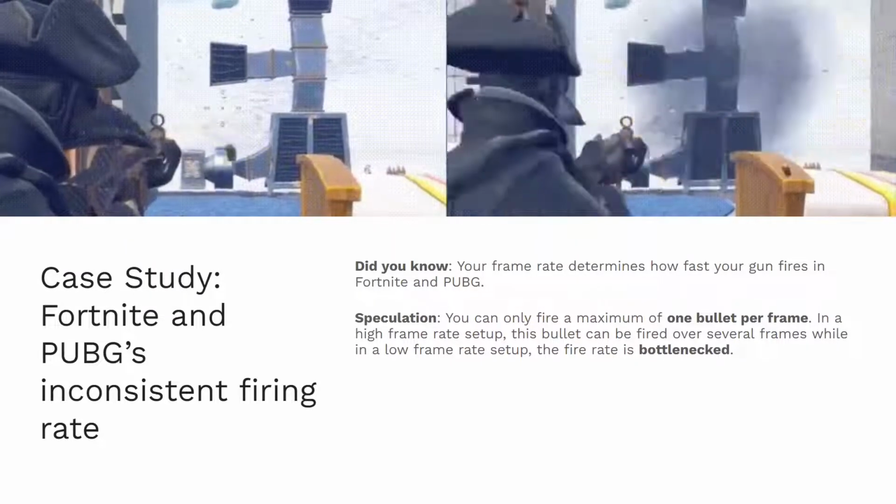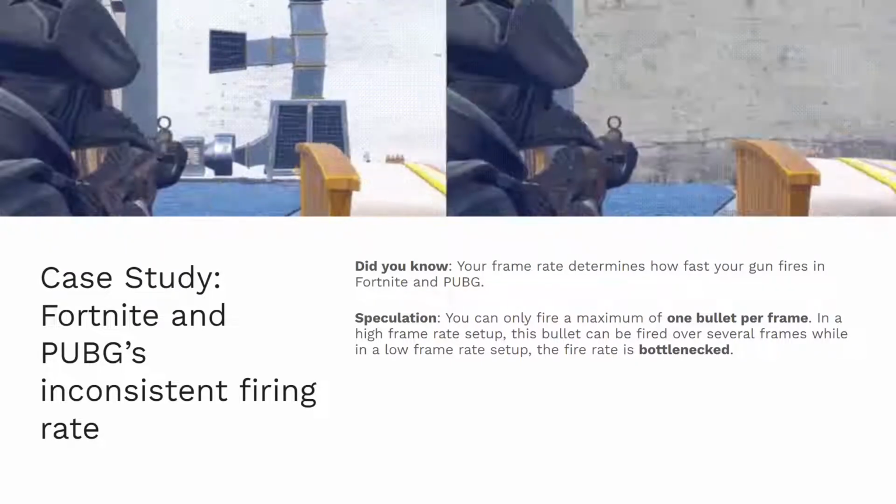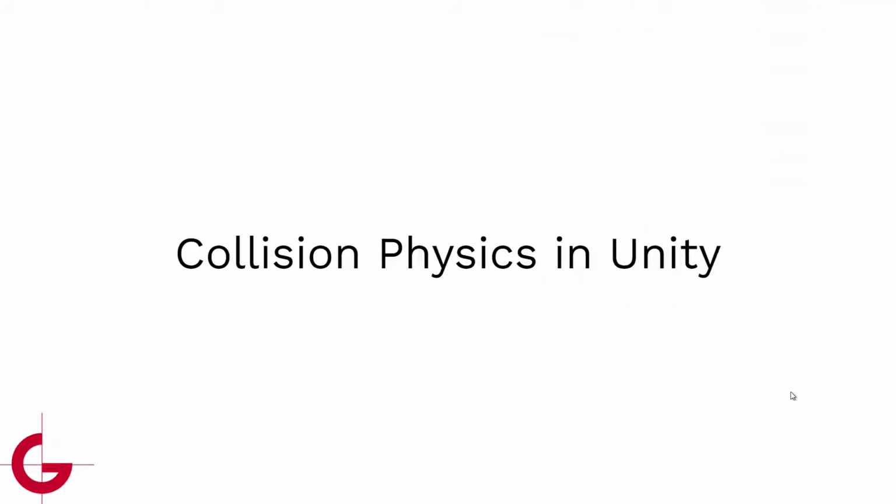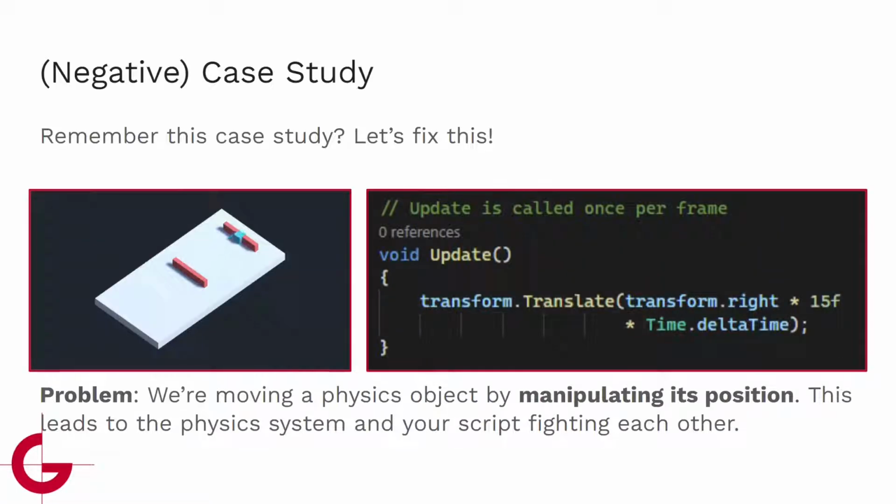So that's how it's bottlenecked. Then let's talk about some collision physics in Unity. So remember the case study that we did at the beginning of an object moving through the wall? And this is the source code for it.